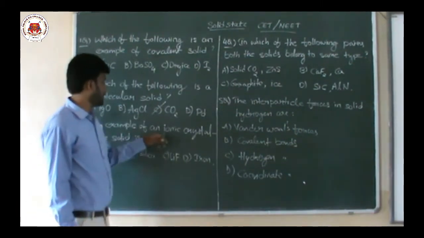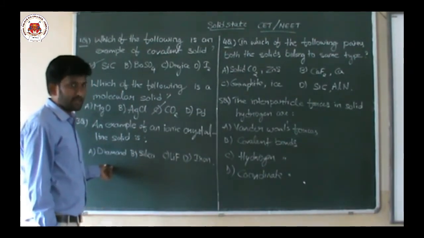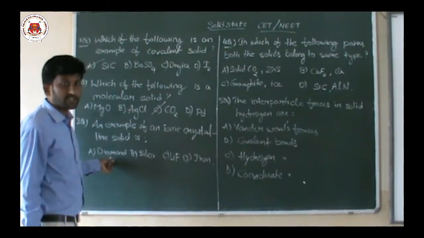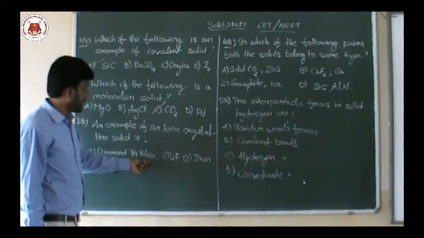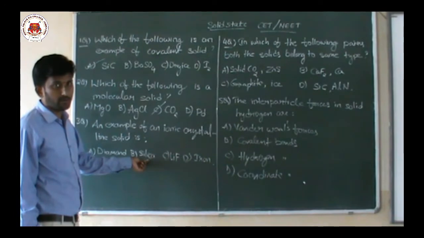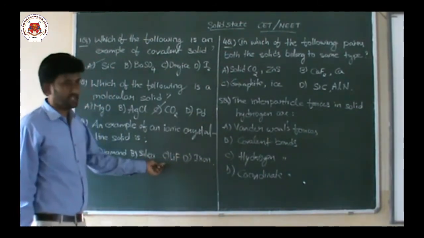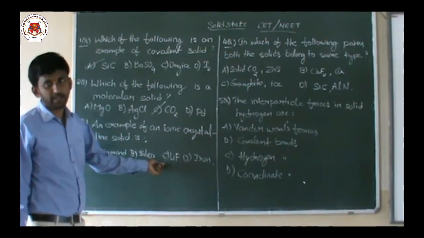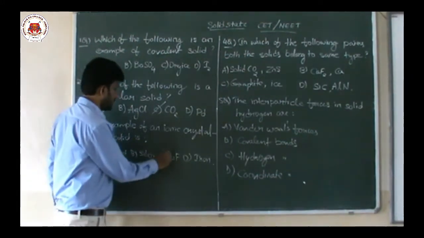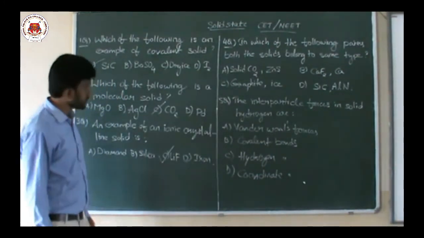Third question. An example of an ionic crystalline solid is: diamond is purely covalent in nature, it is a network solid. Silica, SiO2, is also a covalent compound. Iron is a metallic compound. Lithium fluoride is an S block fluoride, S block halides are ionic in nature. So the answer is lithium fluoride.